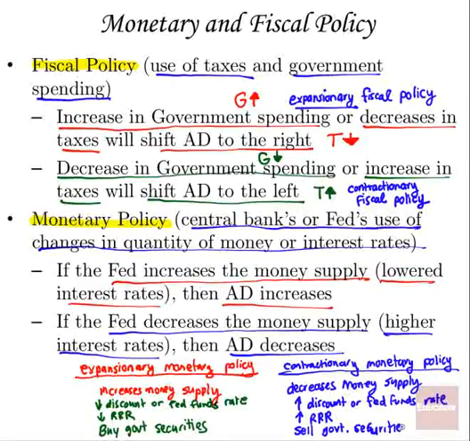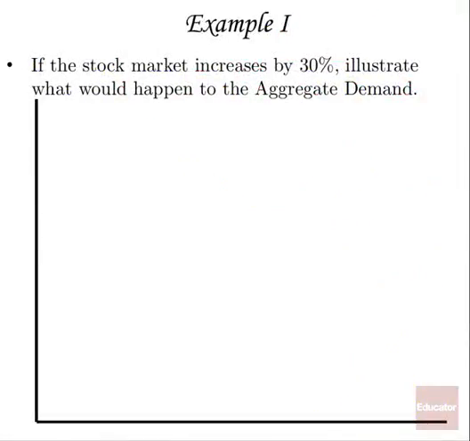And basically when they use expansionary monetary policy, the aggregate demand is going to shift to the right. When they use contractionary monetary policy, aggregate demand shifts to the left. So again, these will be explained in later chapters, but if you understand the concept of total aggregate demand and how monetary and fiscal policy shift aggregate demand, then you're in pretty good shape here. So let's take a look at example number 1 here.